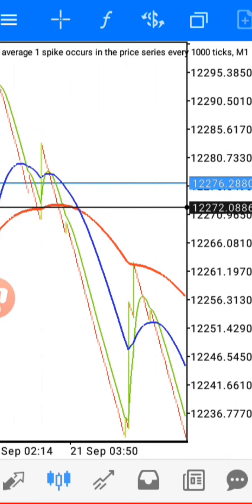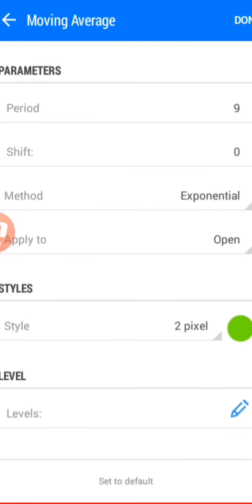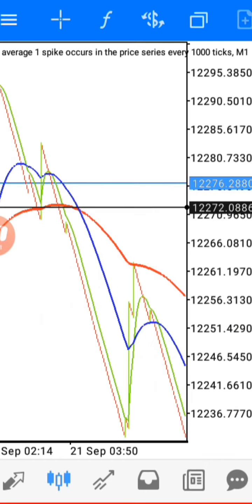So straight to the settings for the indicator. As you can see, we're going to be using just 3 EMAs on the main chart. The first moving average is period 9, shift 0, method exponential, applied to open, then style pixel and color of your choice. Anyhow I want to do it, then you click done.